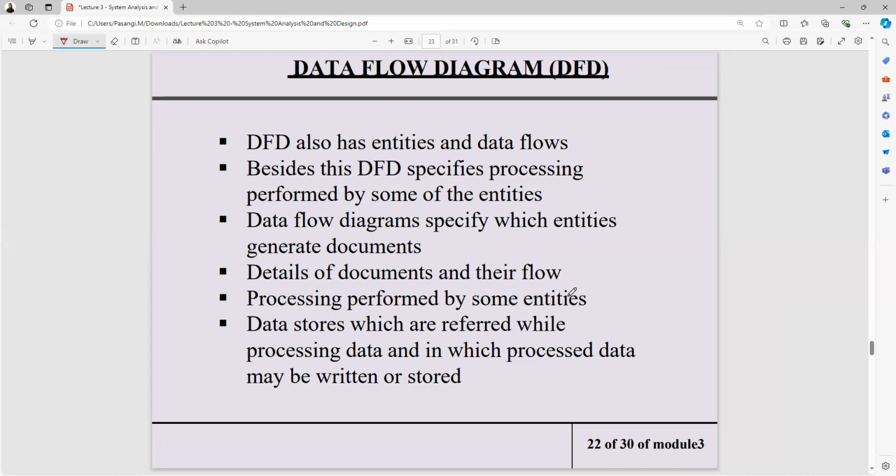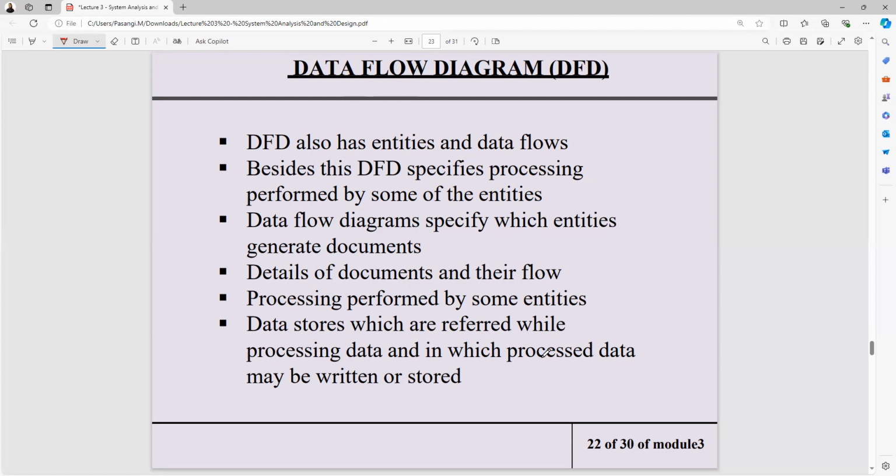So here we have the DFD, data flow diagram, which also has entities and data flows. Besides, this data flow diagram specifies processing performed by some of the entities as well. These data flow diagrams specify which entities generate the documents, and also the details of the documents and their flows are mentioned on this data flow diagram itself. And then the processing performed by some entities as well, and then data stores which are referred to while processing data and in which processed data may be written or stored.